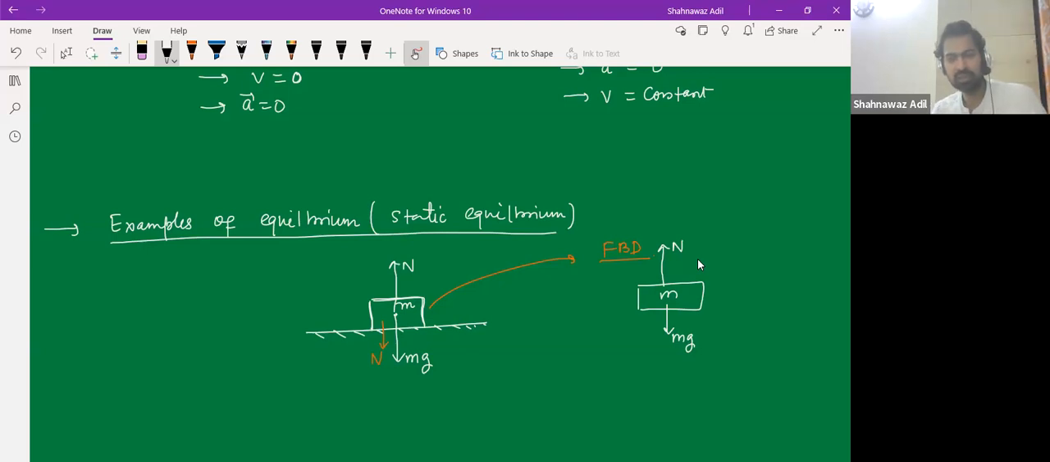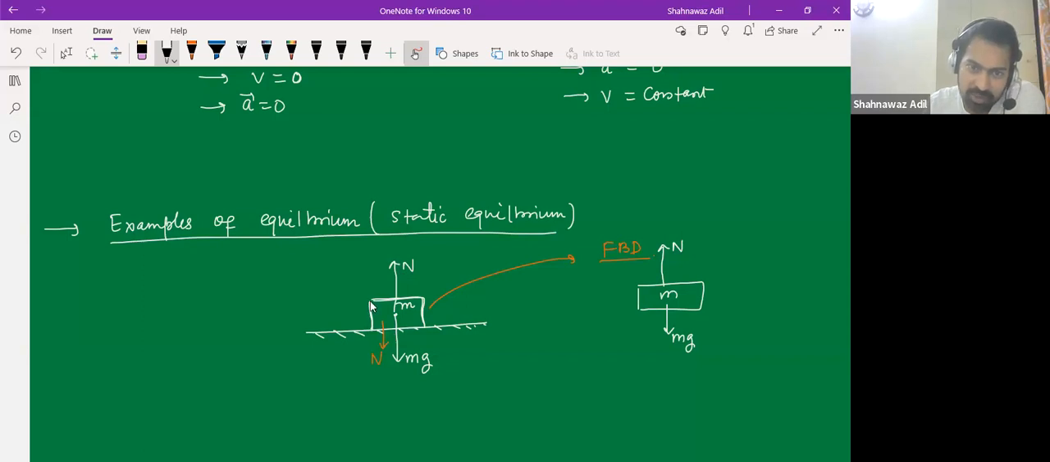So let me ask you this question: if this normal reaction is greater than this mg, so you are pulling it upward with a greater force than this gravity, will this object remain in this place? It will not remain, because if you are pulling it upwards with the greater force, normal reaction is larger, then it will move upwards, right? You will lift it up.